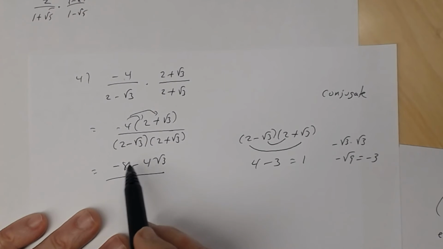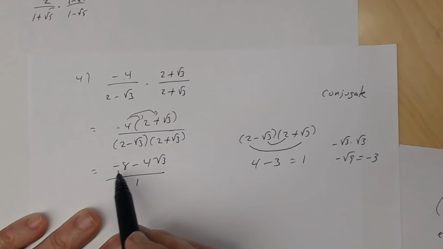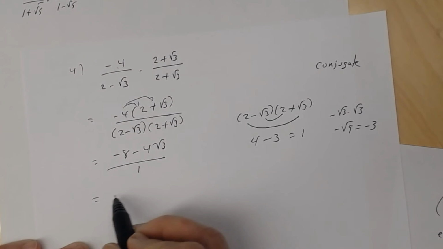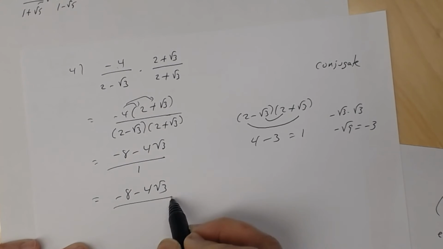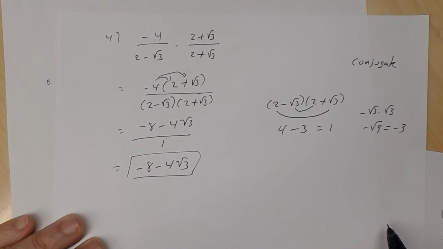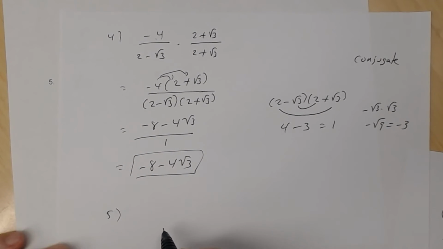And so in terms of simplifying, they just want you to notice that any expression divided by 1 is that expression. So you need to write the answer as negative 8 minus 4 square root of 3. Okay? All right, number 5.